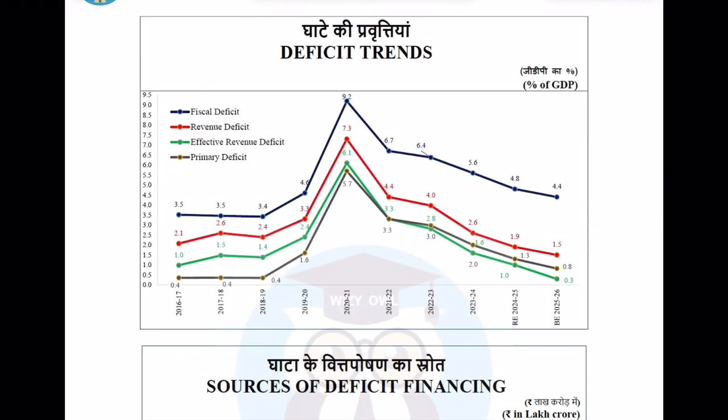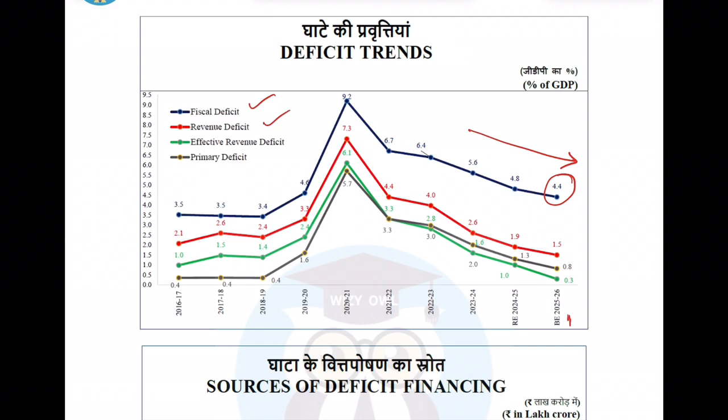Now look into the deficit trends. How deficit actually increased or decreased in the recent years. So as I have already talked about, deficit should be on the decreasing side and taxation should be on the increasing side. So it is decreasing. Now fiscal deficit is around 4.4, budget estimated. Revenue deficit 1.5. Effective revenue deficit 0, no, 0.3, and primary deficit is 0.8.